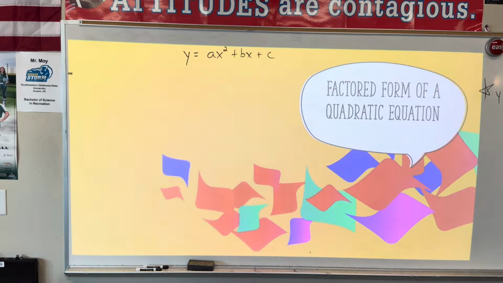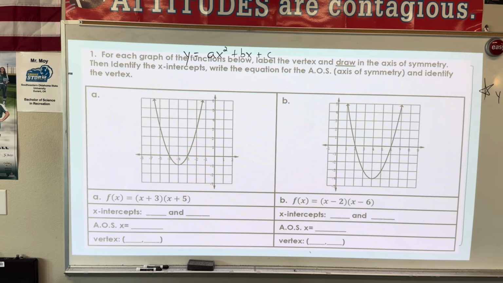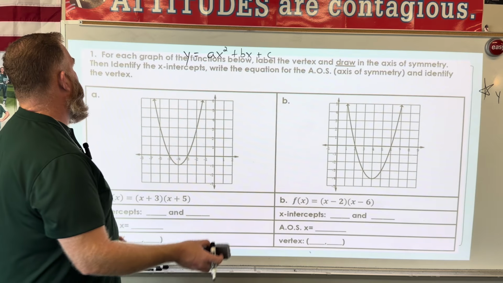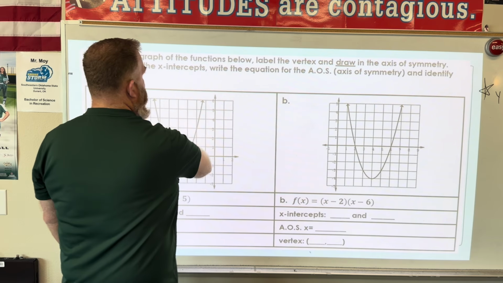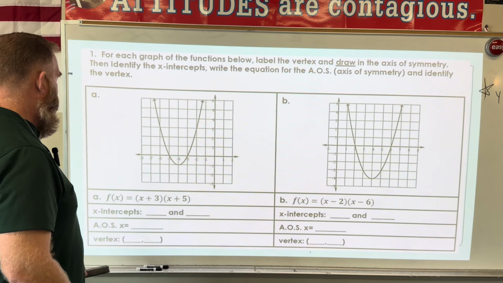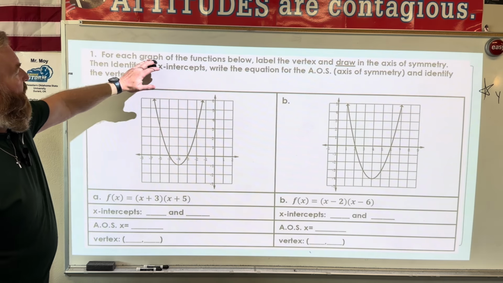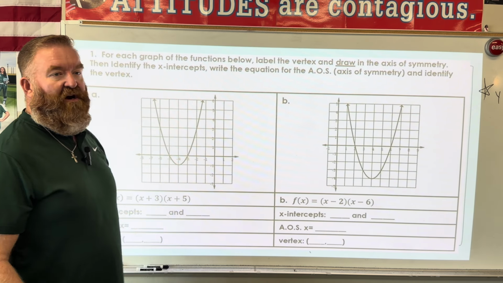Let's just jump into it. Clicker. Boom, here we go. For each graph of the functions below, label the vertex and draw in the axis of symmetry. Then we're going to identify the x-intercepts, write the equation for the axis of symmetry, and identify the vertex. So basically, for each graph, label the vertex and then draw the axis of symmetry.